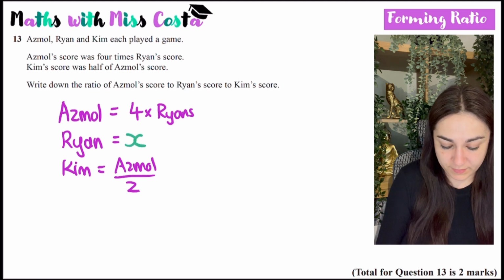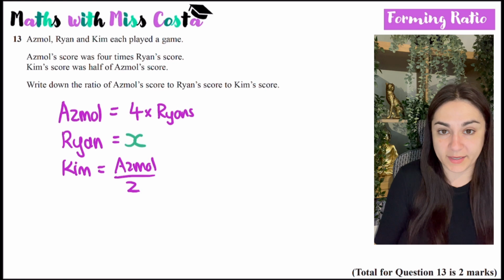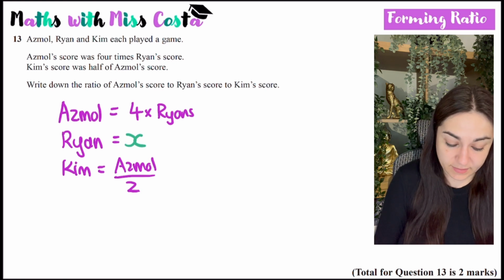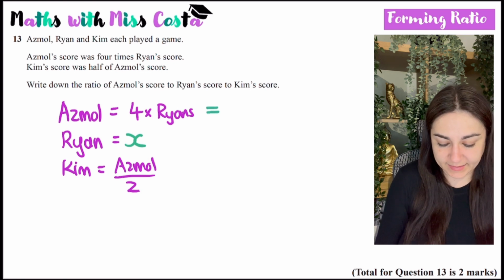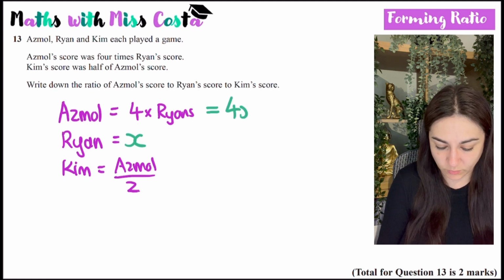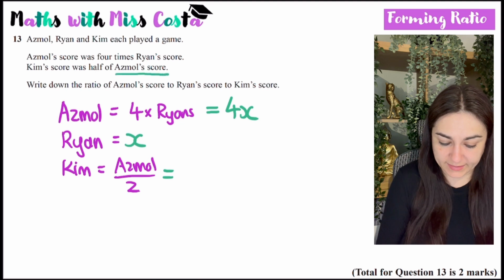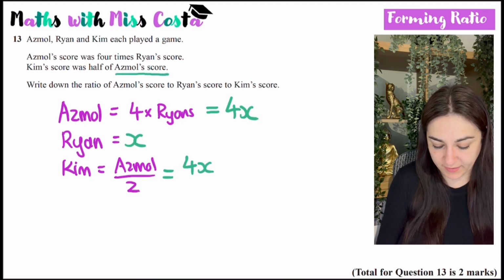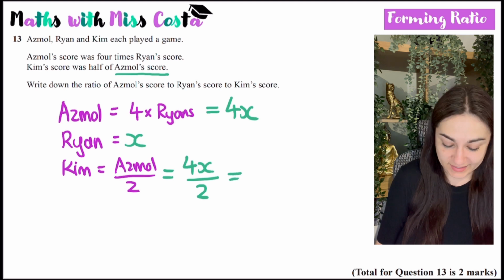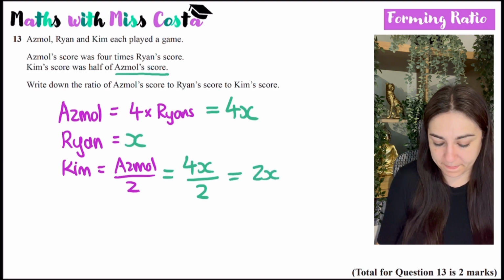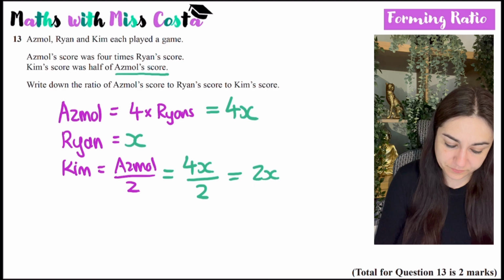So Ryan, I'm not given any information about. So I'm just going to call his score X. If Ryan is X, then Asmal is 4 times by X because his score is 4 times Ryan's score. So that would be 4X. And Kim's score is half of Asmal's score. So if Asmal's score is 4X, that would be half of 4X. So half of 4 is 2. So that would be 2X.